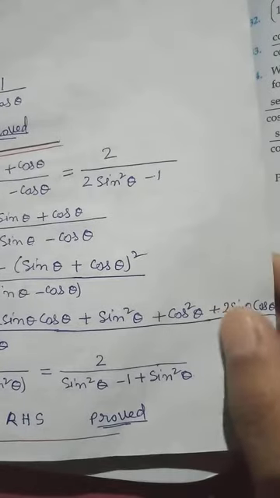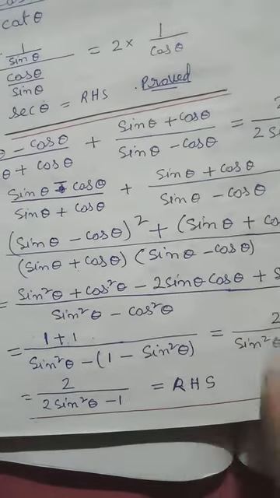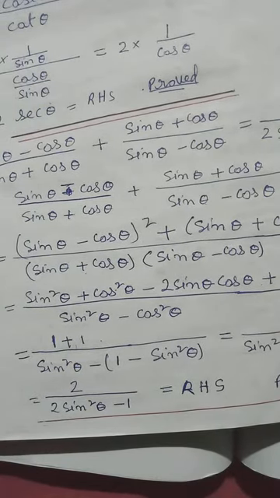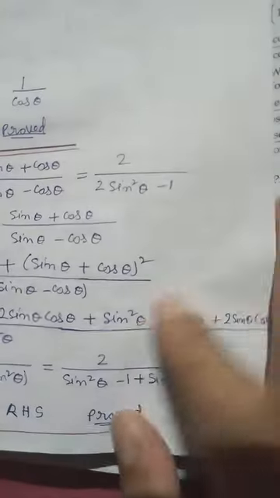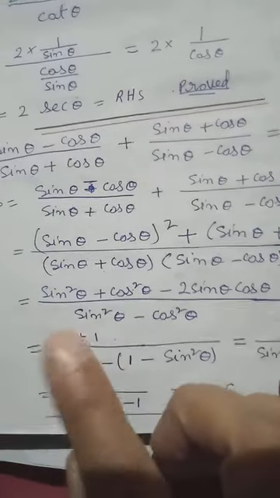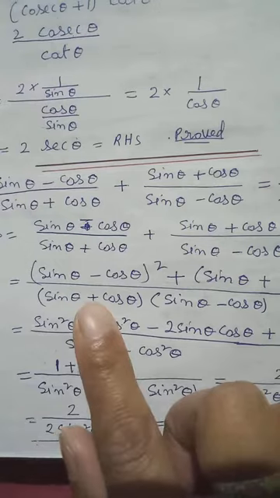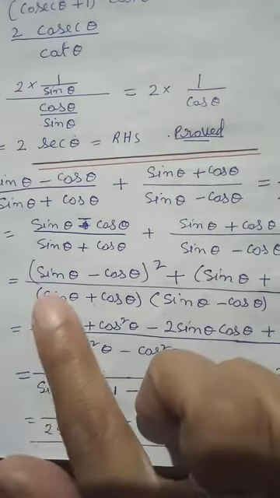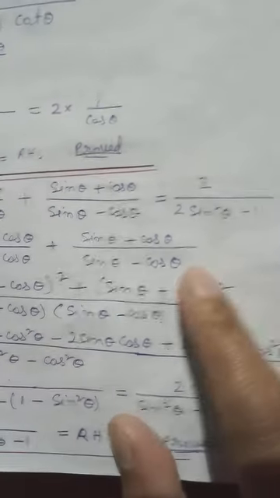Okay. Then if we compare both sides, 2 sin theta cos theta plus 2 sin theta cos theta minus. So we can cancel. Then using the identity, sin square theta plus cos square theta, we have 1. This side also, sin square theta plus cos square theta equal 1. So 1 plus 1 will be 2. But when we look at the denominator, we have 1 plus 1 minus. So we can use (a plus b)(a minus b), which is equal to a square minus b square.